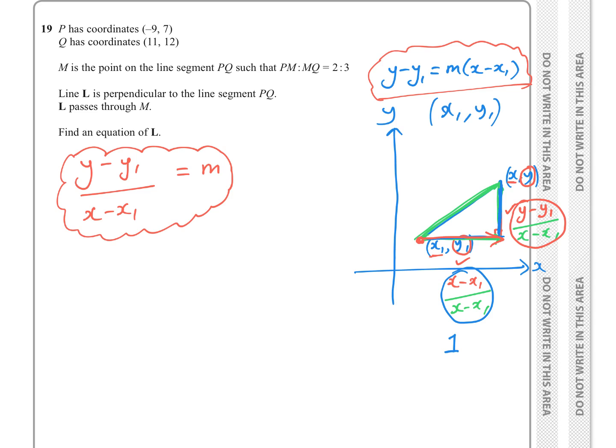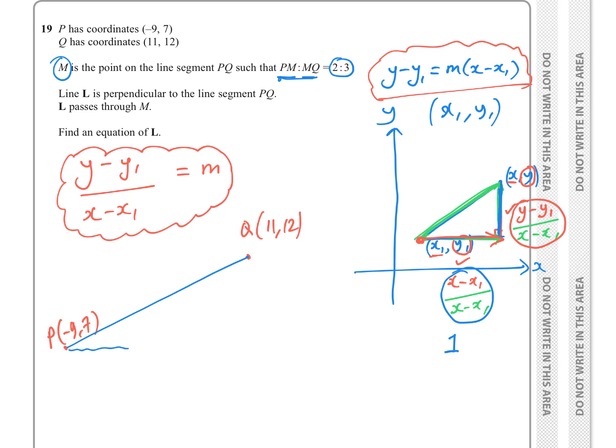So the rest should be plain sailing now, because it says that P has coordinates -9, 7, and Q has coordinates 11, 12. So I can join those up. And we have to find M, and basically P to M to Q is 2 to 3. So from P to Q there's 5 parts, so we've got to split that into fifths. That's the first thing that I would do.